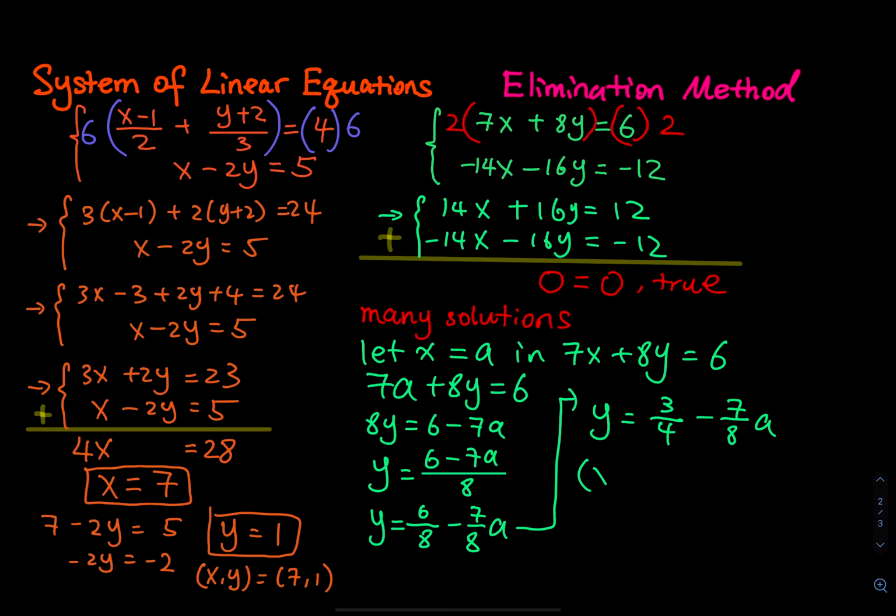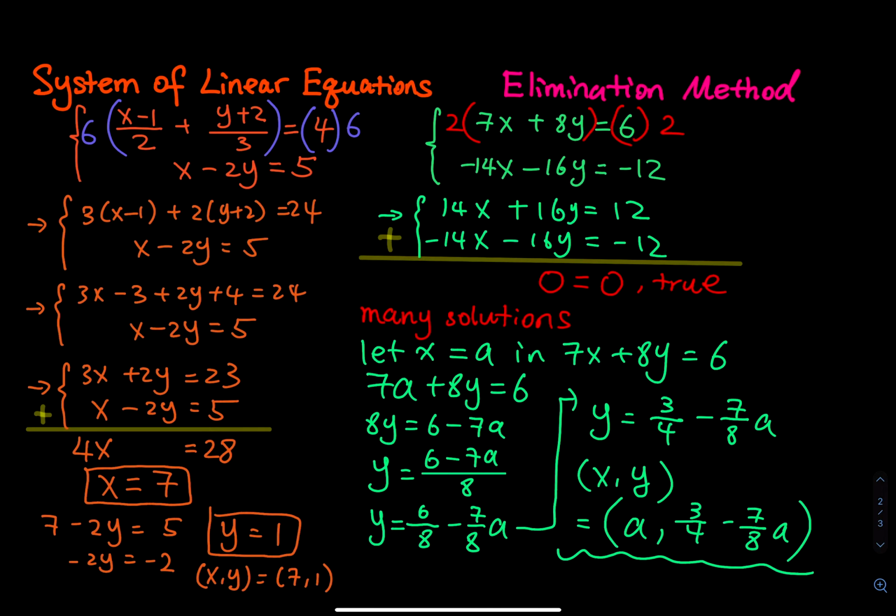So that means the x comma y, the intersection, is equal to, when x is equal to a, y is equal to 3 over 4 minus 7 over 8. So what that means is this is the intersection.